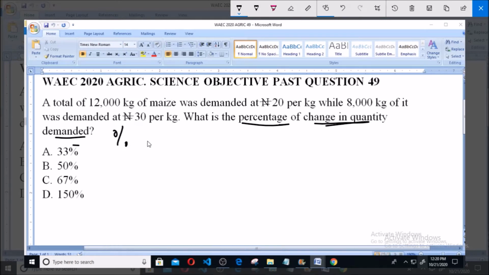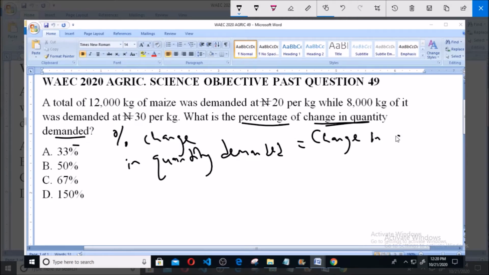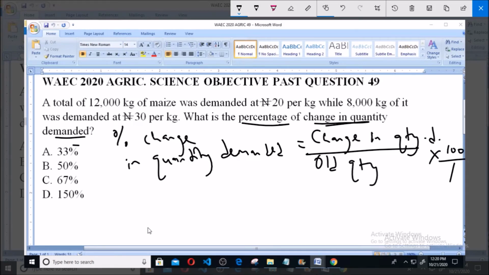Now percentage change in quantity demanded is given by change in quantity demanded divided by old quantity multiplied by 100 over 1. Okay, so the change in quantity is the new quantity demanded minus the old quantity demanded.